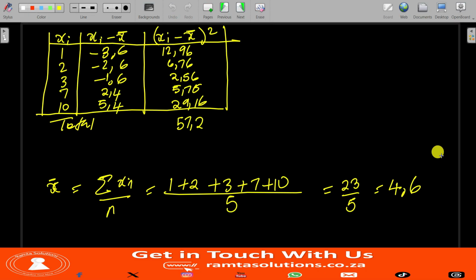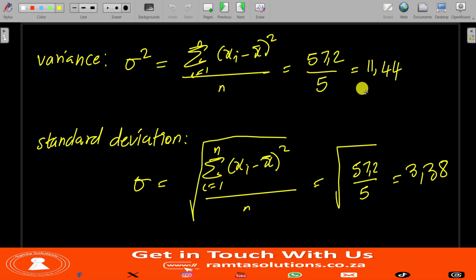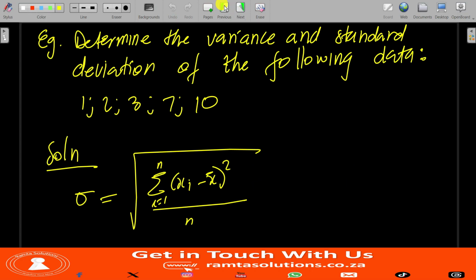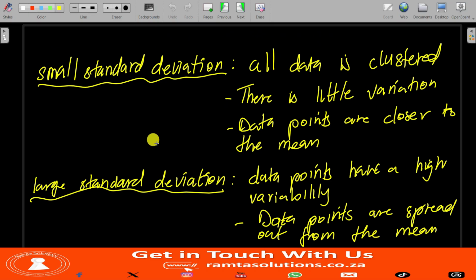Now let's look at each individual point. Look at this one here. 1, is it closer to the mean? No, it's far. 2 is far. 3, a bit closer, but we can still say far. Now look at 7, far from the mean. 10, far from the mean. So it is not surprising that we have these values here. Remember what we said? When the standard deviation is larger, data points have a higher variability. Indeed, that's what we had.